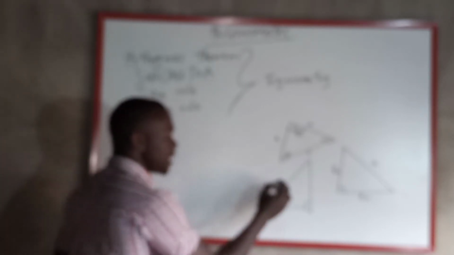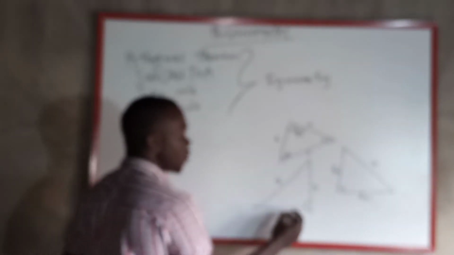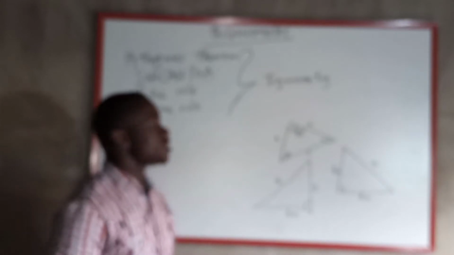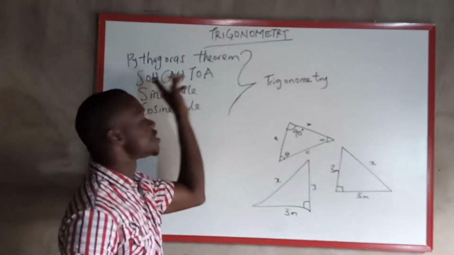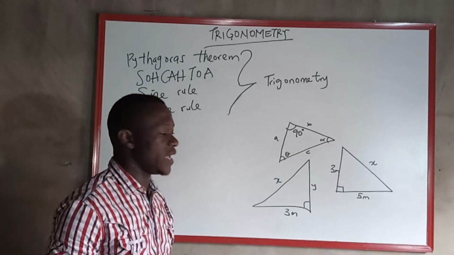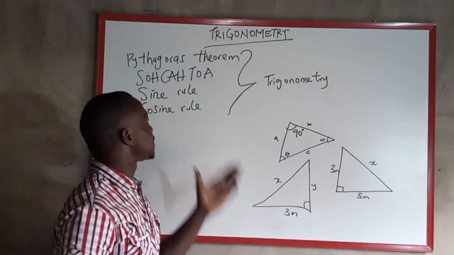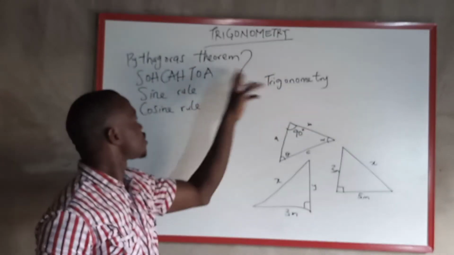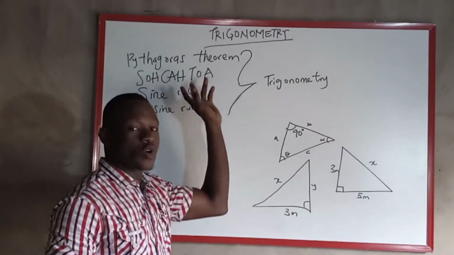Now if we have here as x, here as y, and we have here as 3 meters, we cannot apply Pythagoras theorem to this particular question. So the next thing we should think of is the SOHCAHTOA, which is the best we should apply to this question. So let me repeat myself. When solving for a right angle triangle, you either apply the Pythagoras theorem or the trig ratio, which is the SOHCAHTOA.